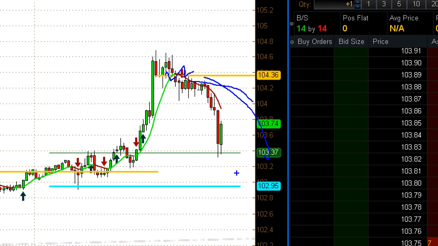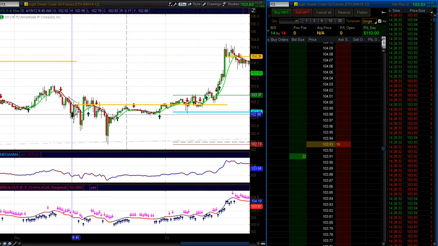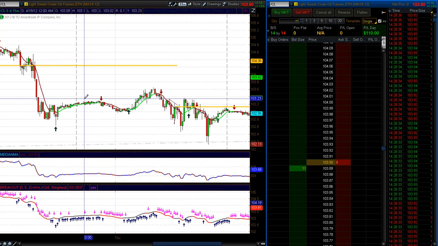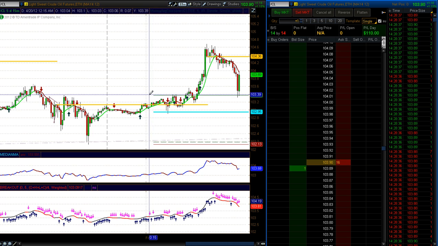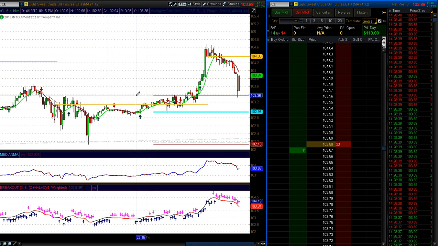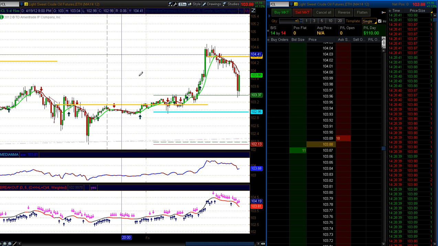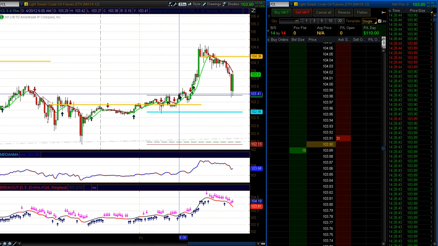I didn't catch any of that move. I was in there trying to milk Apple for a reversal, which never happened, and that's how I lost that 300 on the Apple trade. And then now we move down, and we're bouncing off the 103.37. And that's an area from yesterday. I think it was a prior high, either yesterday or the day before.